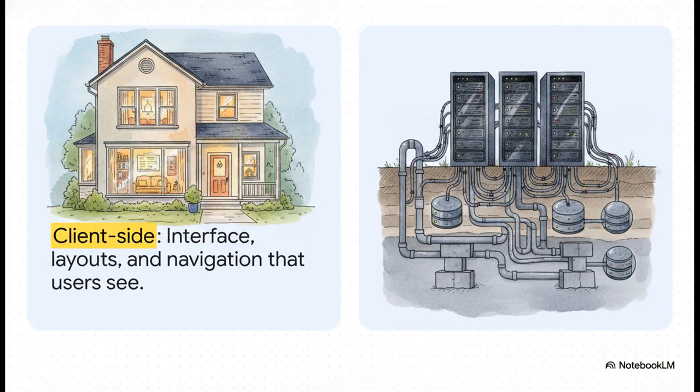So the crucial point is really understanding the split between the front end and the back end. Think of building a website exactly like building a house. The front end is the client side. That's the interior design, the paint, the layout, and the navigation that visitors see and interact with directly. The back end, on the other hand, is the server side. It's the massive digital infrastructure. It's the hidden plumbing, the concrete foundation, the servers, and the databases that make the entire house function, but it's completely hidden from the user's view.